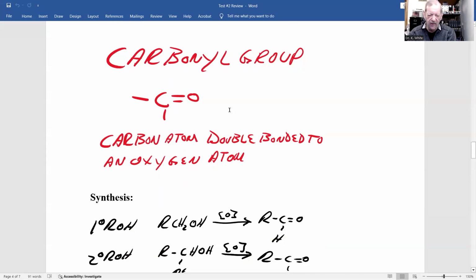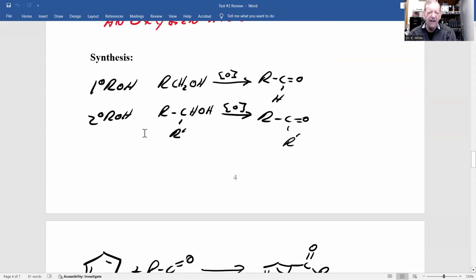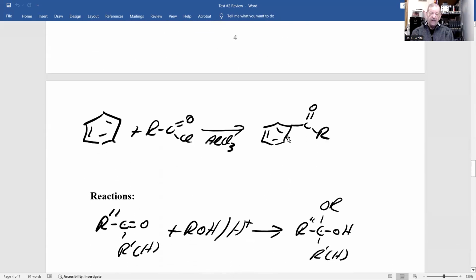Remember, carbonyl group: carbon, double bond to oxygen. You should know how to describe it with words and draw a picture of it, as I have here. Carbonyl group, carbon atom, double bond to an oxygen atom. All right, now I've already gone through these two. In the last chapter, you take a primary alcohol and oxidize it. That's what the O in the brackets means. You form an aldehyde. You take a secondary alcohol and oxidize it. You form a ketone.